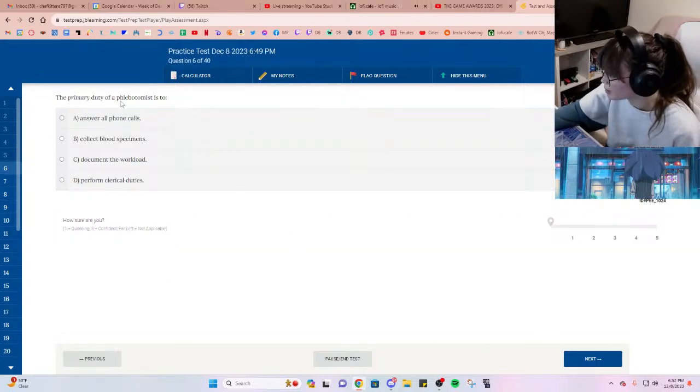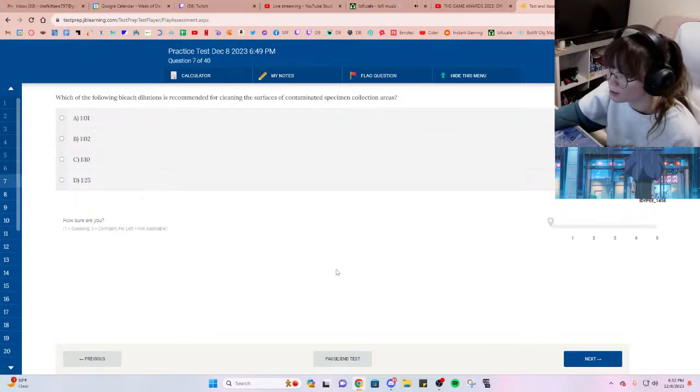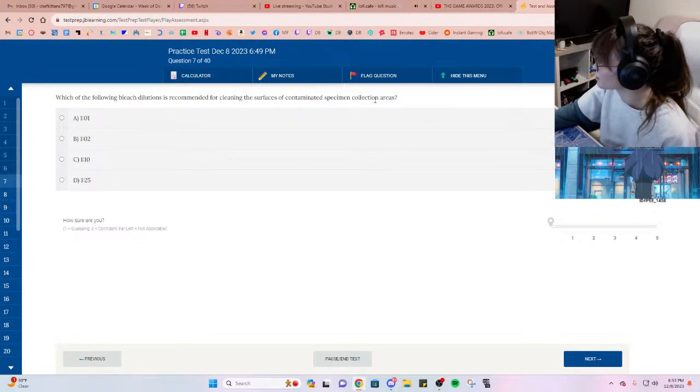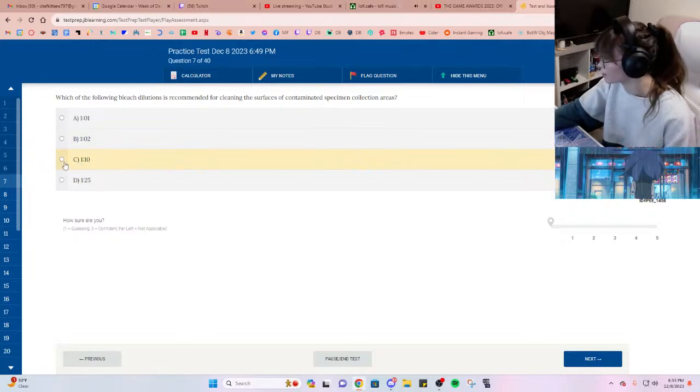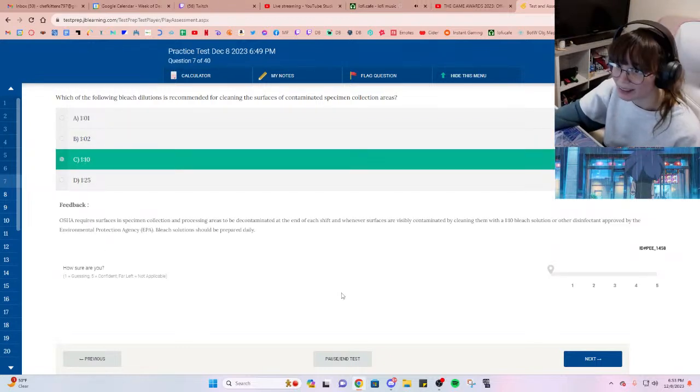The primary duty of a phlebotomist is to collect blood specimens. Which of the following bleach dilutions is recommended for cleaning the surfaces of contaminated specimen collection areas? I think it's 1 to 10. Yeah.